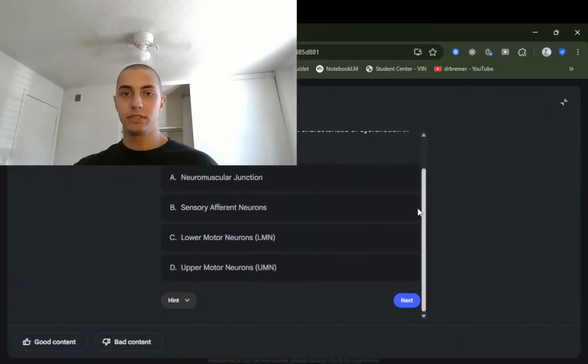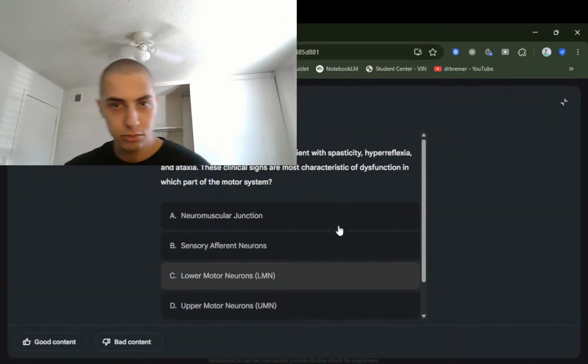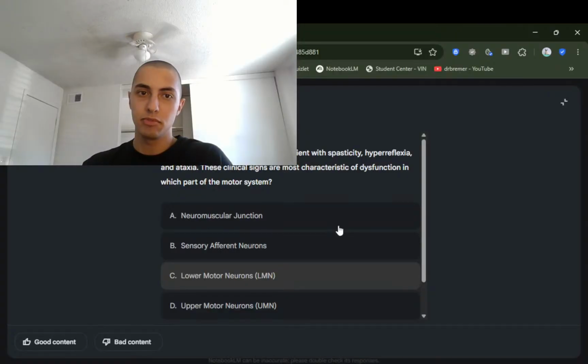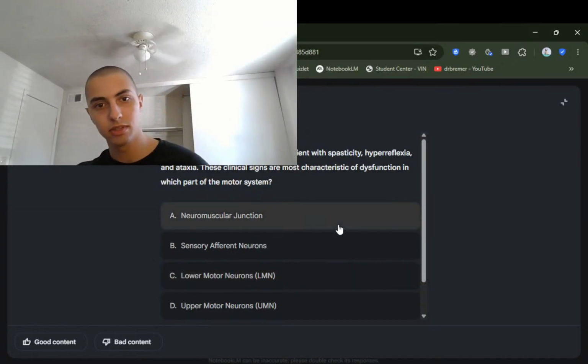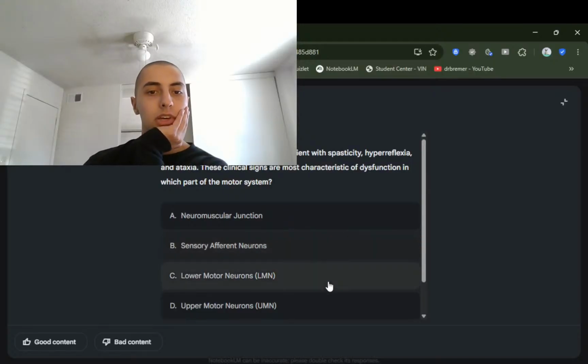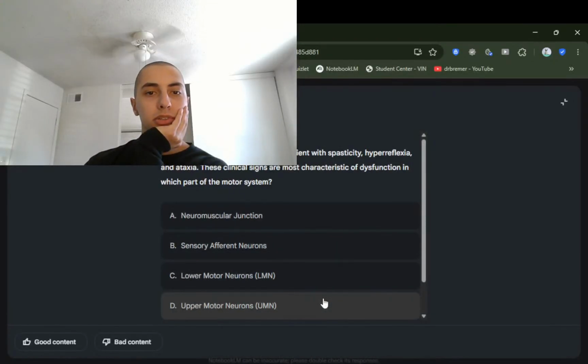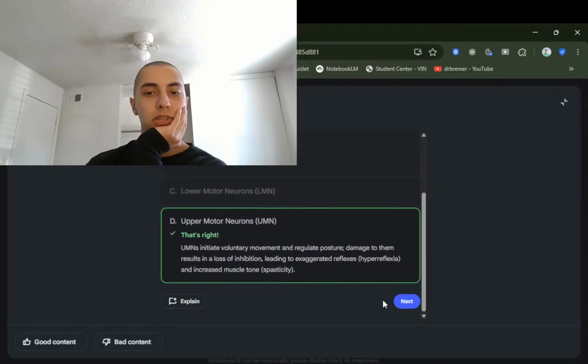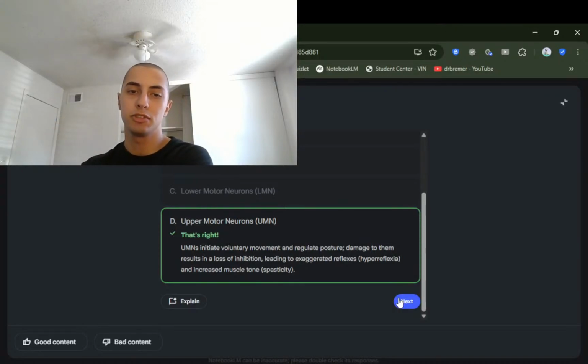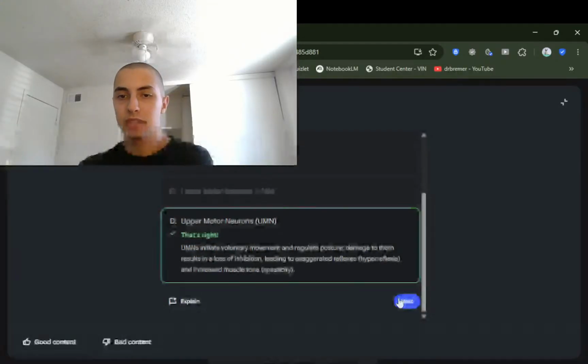Alright, here's a quiz. A veterinary neurologist observes a patient with spasticity, hyperreflexia, and ataxia. These clinical signs are most characteristic of dysfunction in which part of the motor system? Upper motor neurons. Yes. Upper motor neurons initiate voluntary movement and regulate posture. Damage to them results in a loss of inhibition, leading to exaggerated reflexes, or hyperreflexia, and increased muscle tone, or spasticity.